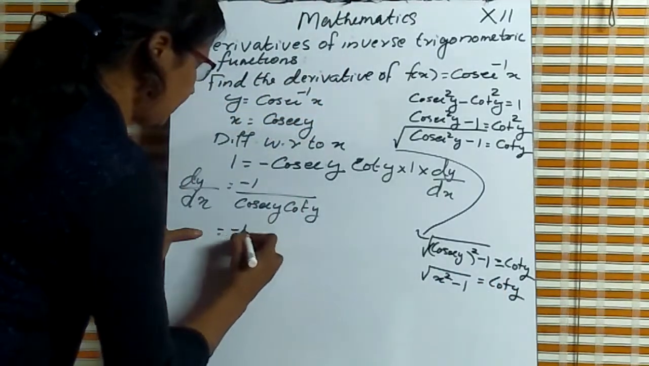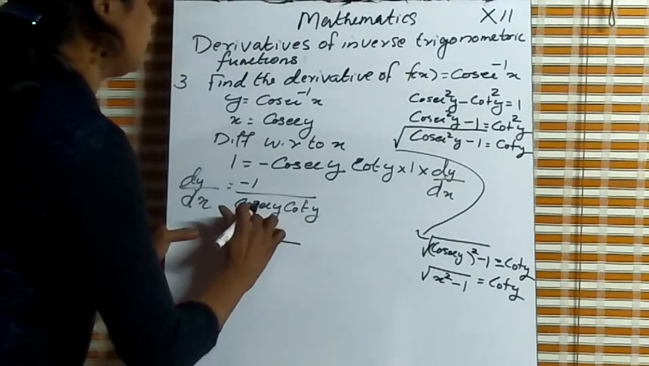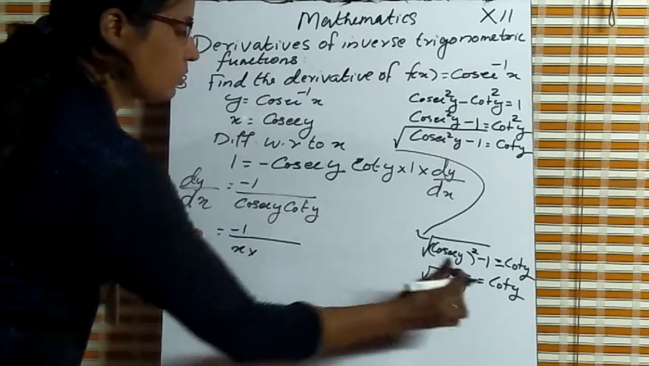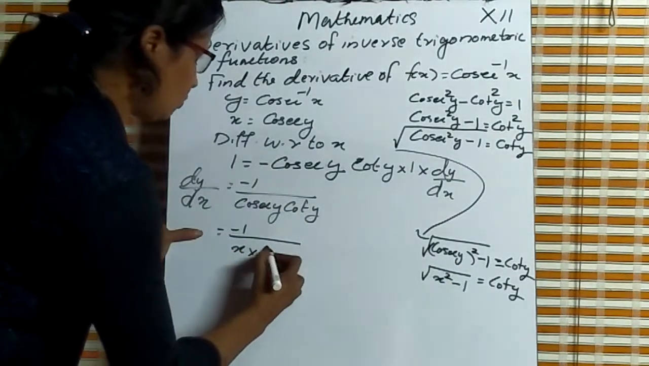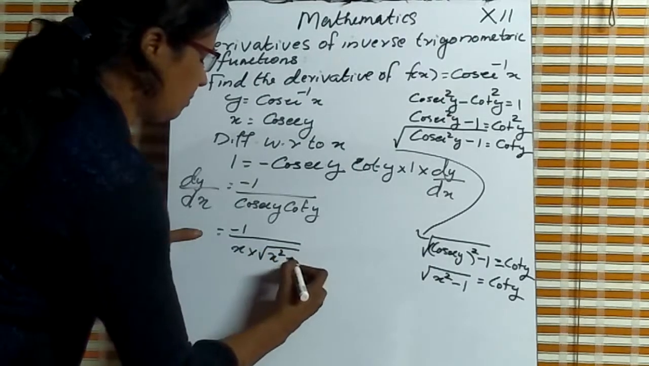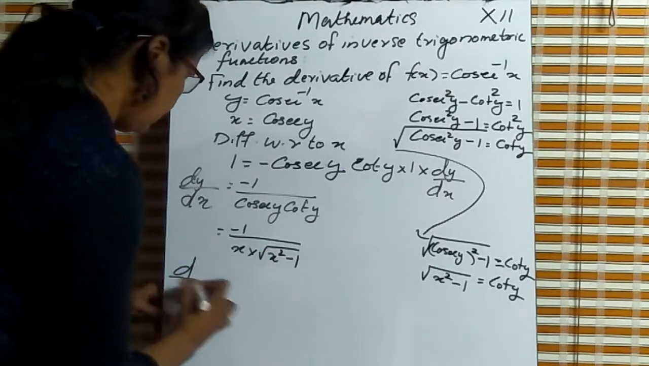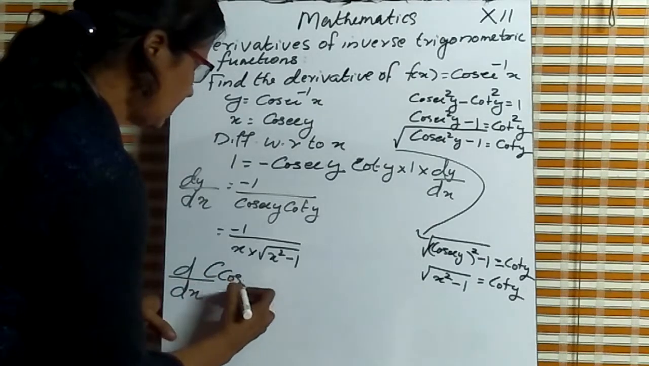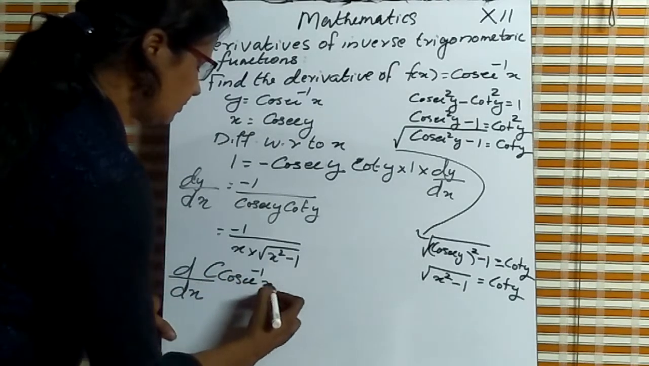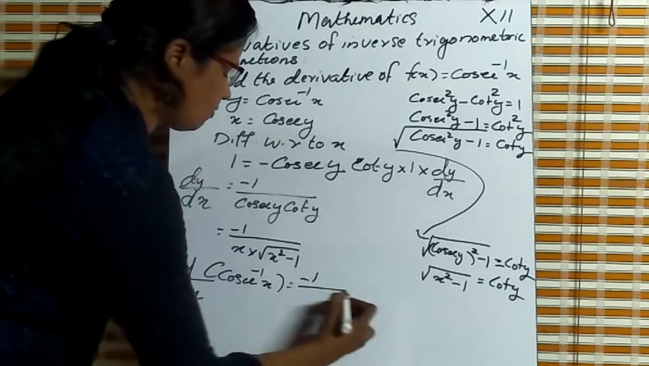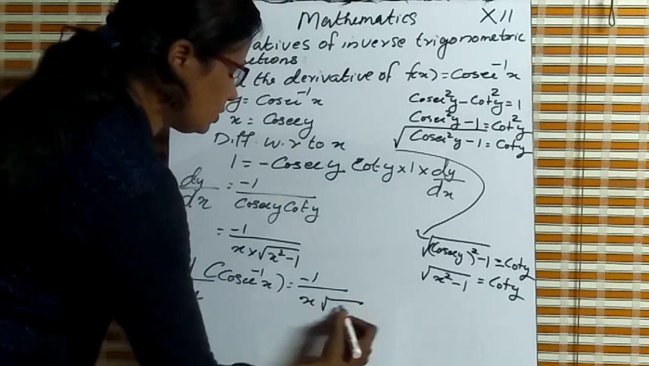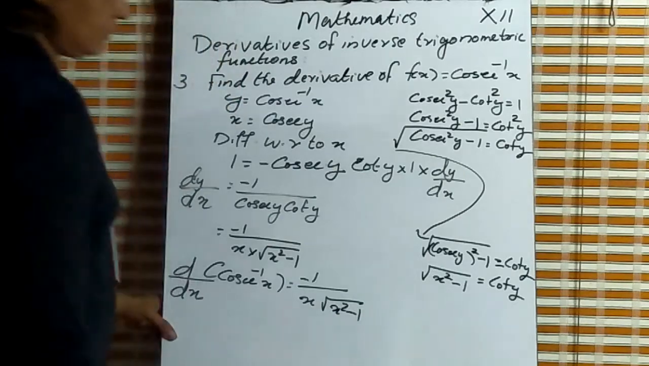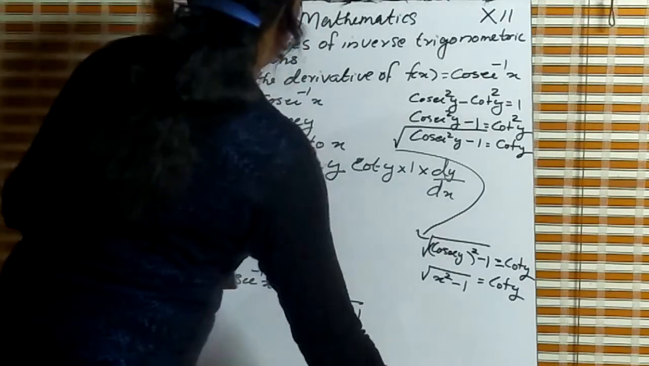Substitute the values: minus 1 divided by cosec y, which is x, into cot y, which is root of x square minus 1. So d by dx of cosec inverse x is equal to minus 1 divided by x into root of x square minus 1.